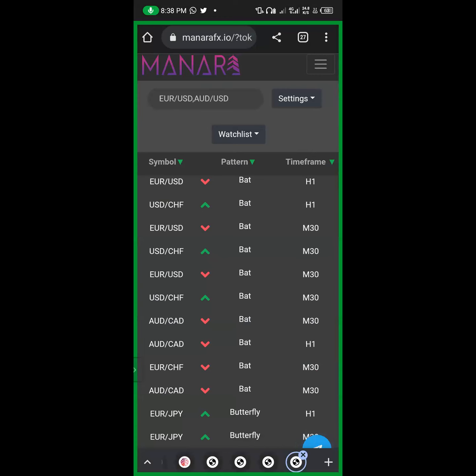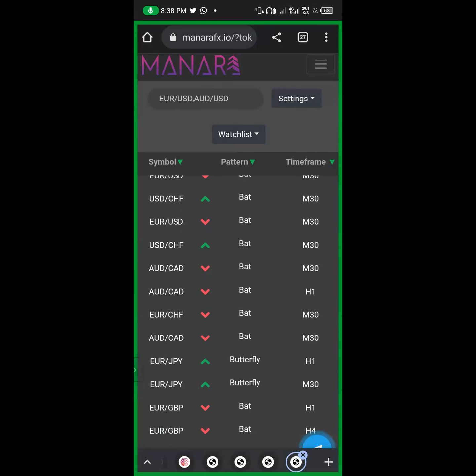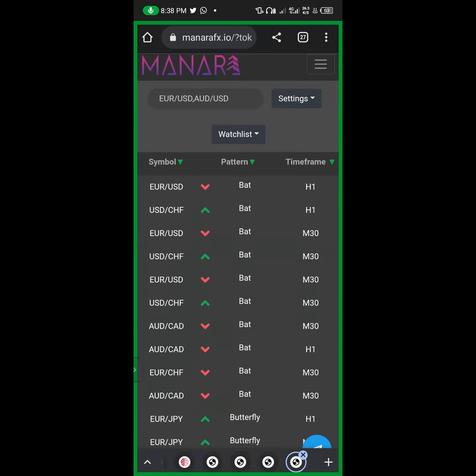That's why you have the Telegram logo right down there. Okay. So all these ideas will be sent to your Telegram based on your own preferences.